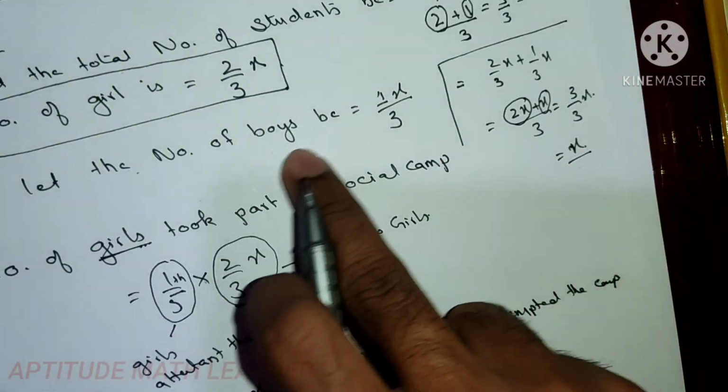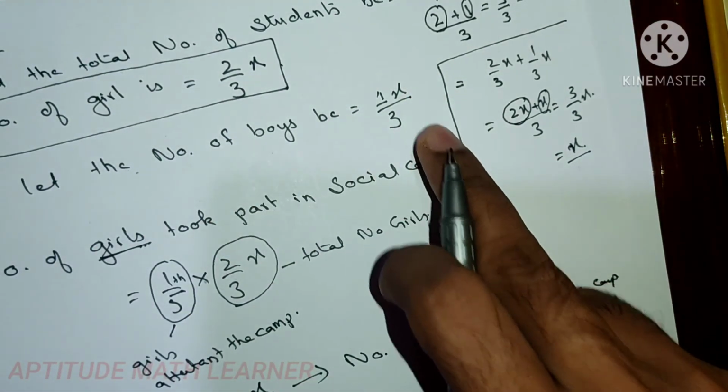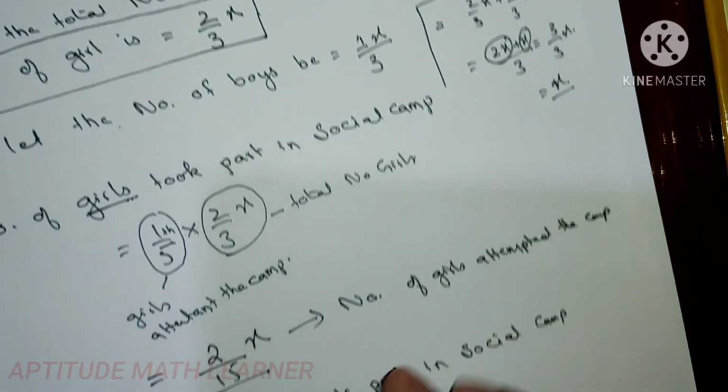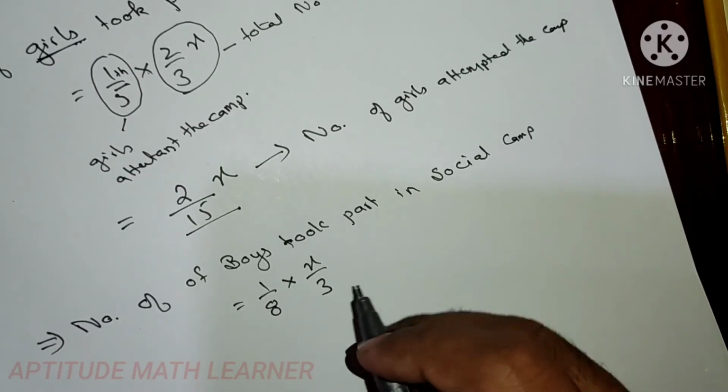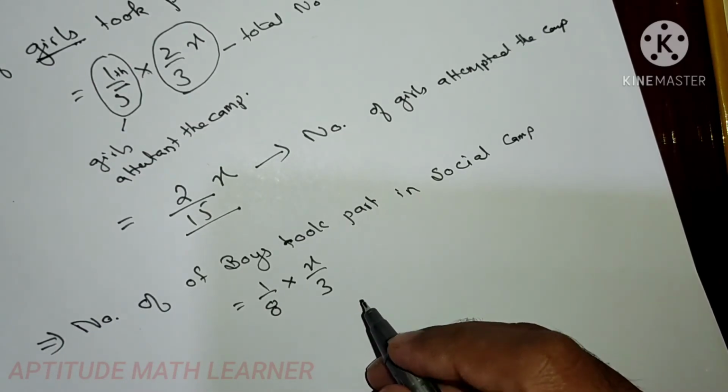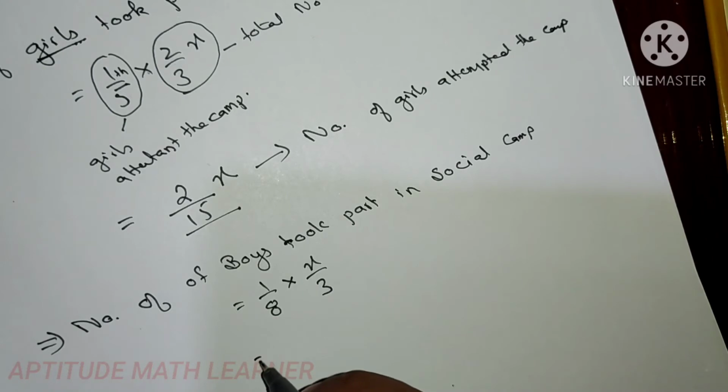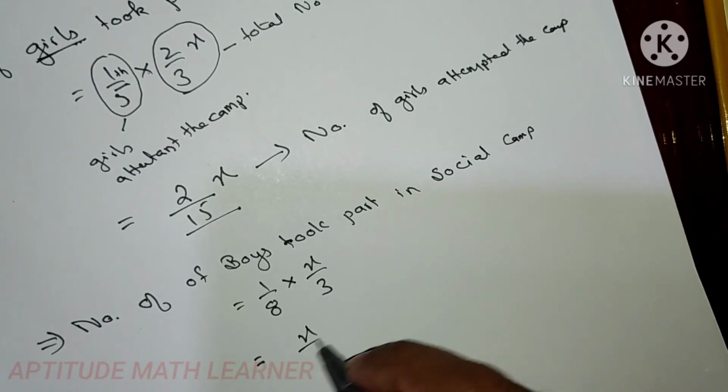Let the number of boys be this, which is the total number of boys, and for the social camp, 1/5 of the total number of boys attempted the camp. So here we get the answer x upon 24.